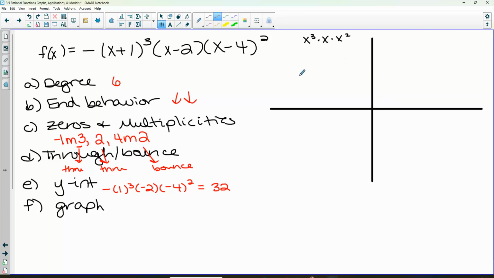And then we graph it. Okay, we found all this stuff to graph it. We know both ends have to be pointing down. Our zeros are where we hit the x-axis. So at -1, 2, and 4. Y-intercept of 32. I'm not going to count by ones.